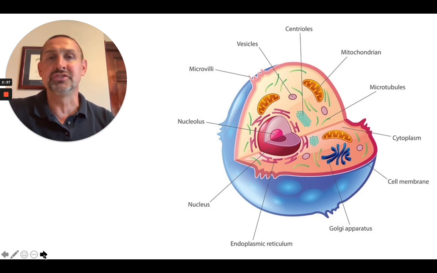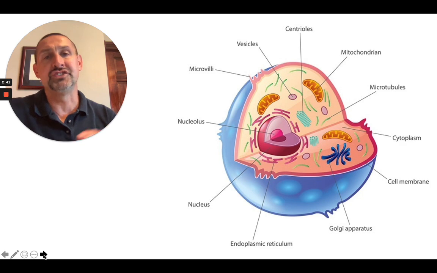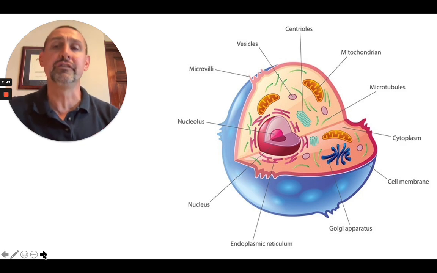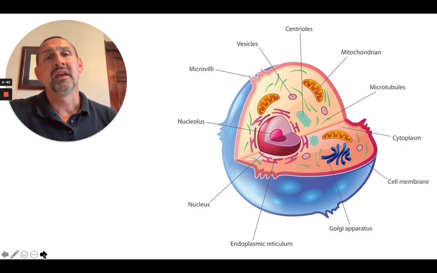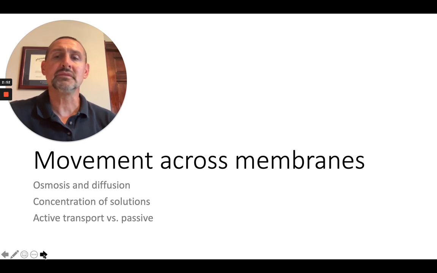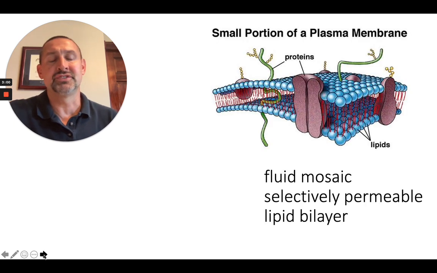Microvilli, these projections, sometimes we call them cilia or flagella, but projections from the membrane of the cell can help move things around the cell or maybe even help the cell move. So let's look at some movement across membranes. So these are things like osmosis and diffusion, active and passive transport.